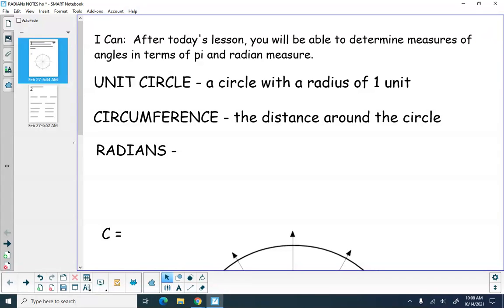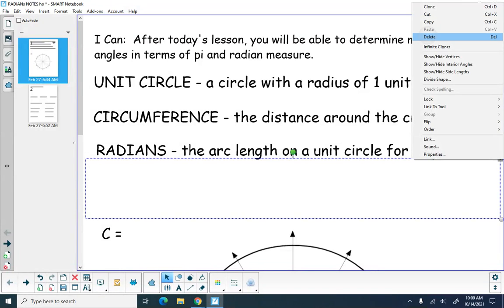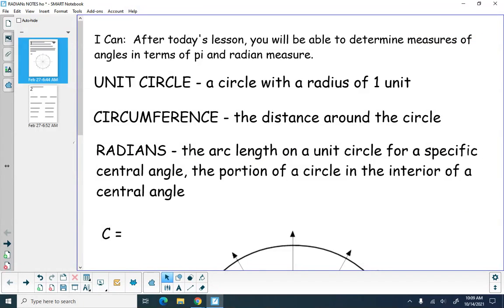When we're dealing with a radian, it is an arc length. A radian is an arc length. They are synonymous with each other. It's the arc length on a unit circle for a specific central angle. It's the portion of the circle in the interior of the central angle.